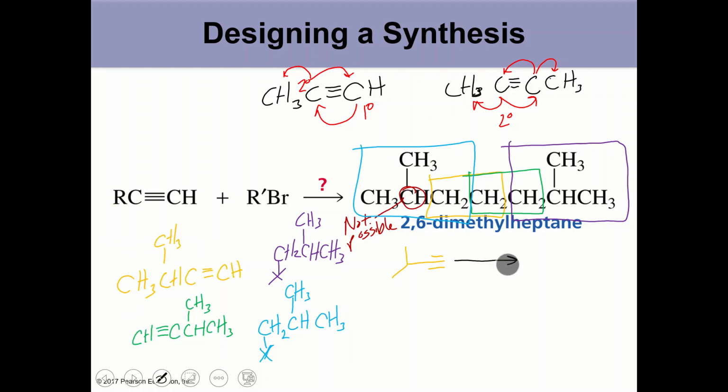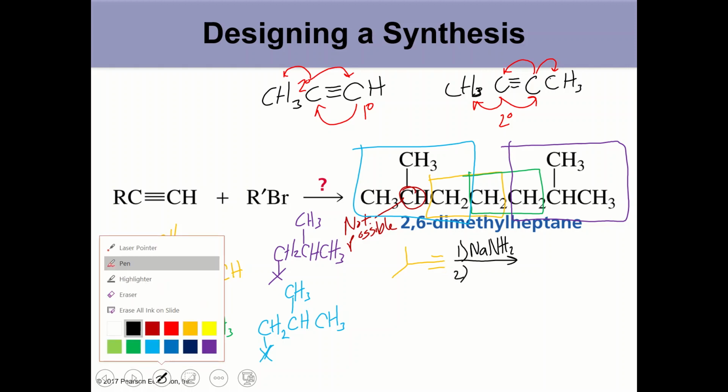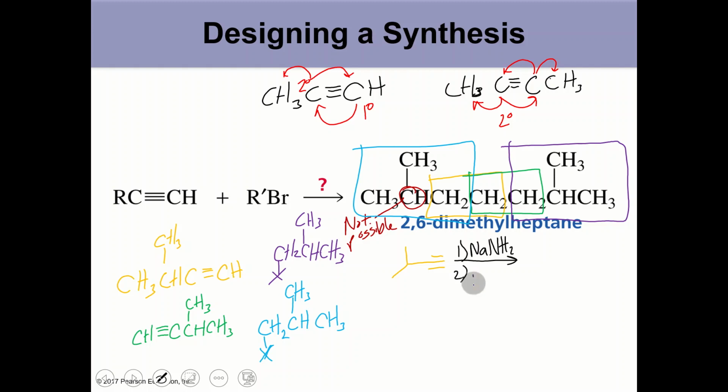And for my process, I'm going to first add 1 sodium amide to deprotonate. Then on step 2, I'm going to add the alkyl halide proposed in purple. So bromine bonded to a CH2 group that is bonded to a branching carbon. So that gives us our 4-carbon purple fragment.